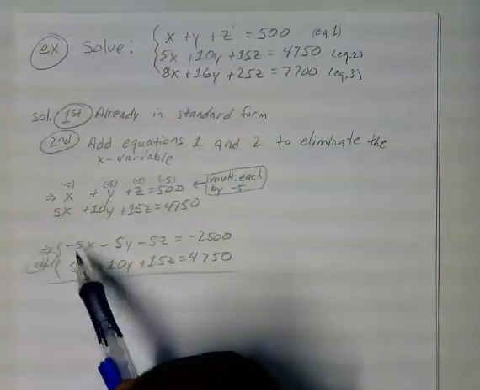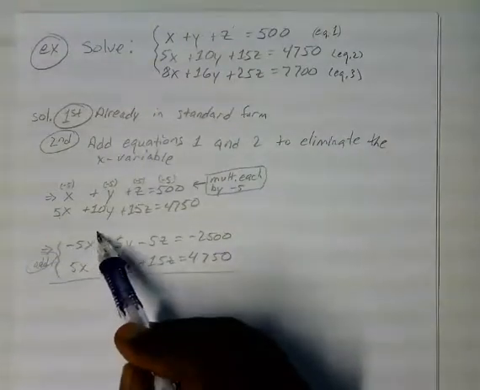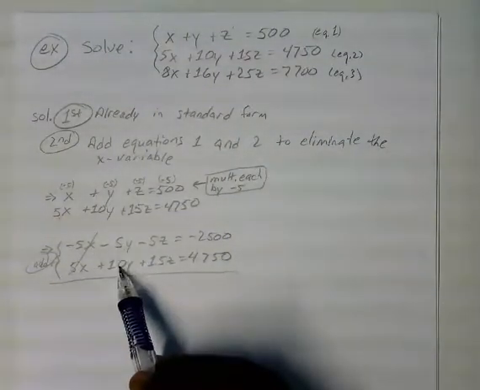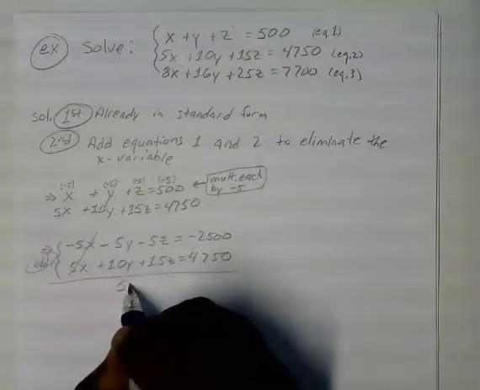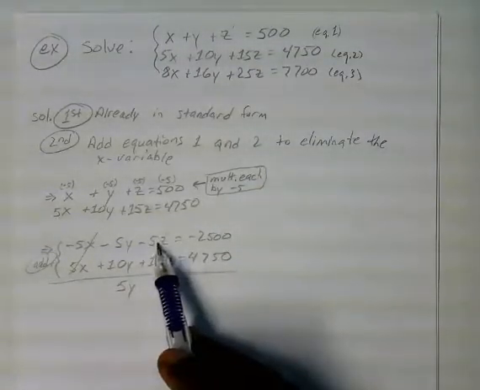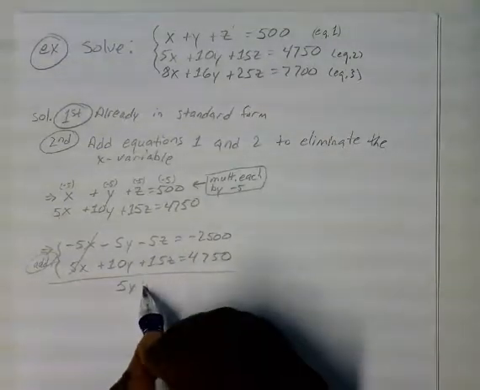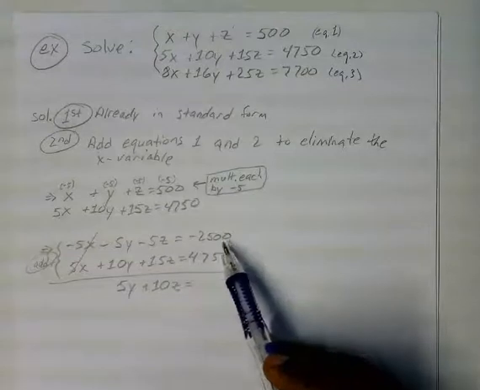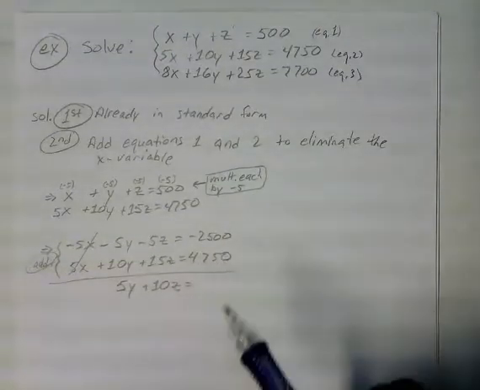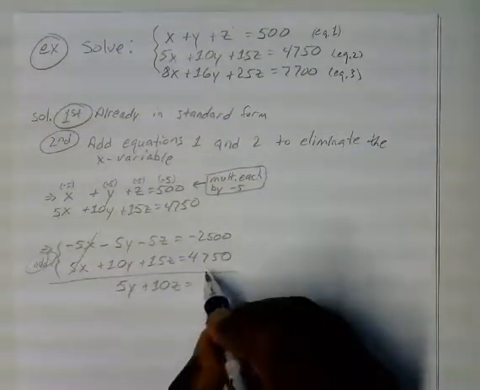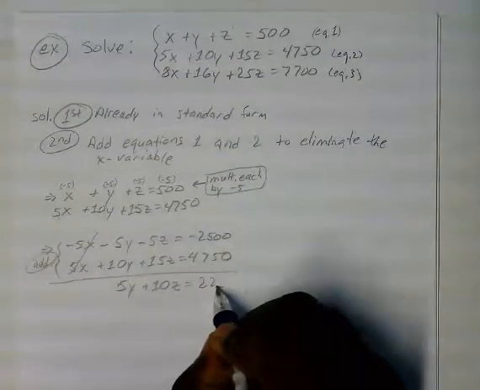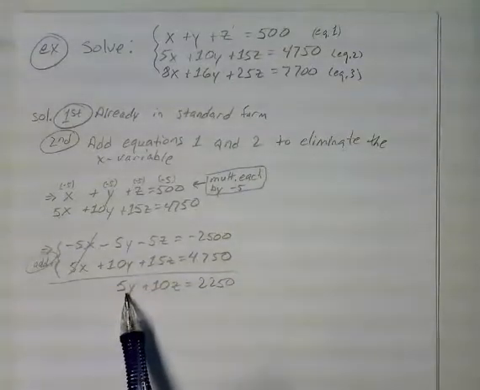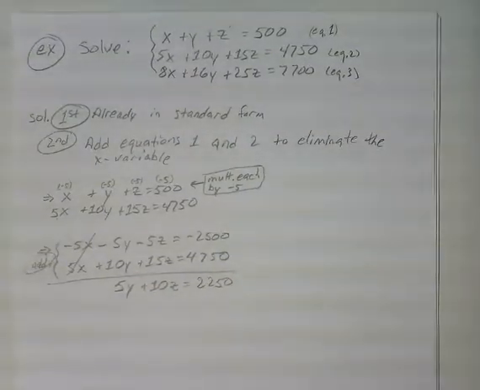Negative 5x and 5x cancel each other out exactly how we planned it. Negative 5y plus 10y is positive 5y. And negative 5z plus 15z is positive 10z. And negative 2,500 plus 4,750 is 2,250. Okay, so we're good. We eliminated one of the variables.